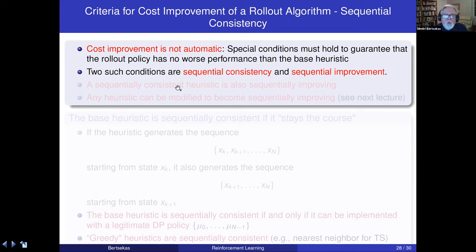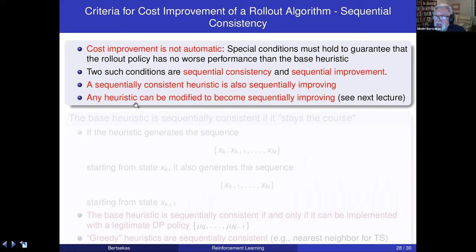One is called sequential consistency: the base heuristic is sequentially consistent. The other is sequential improvement: the base heuristic is sequentially improving. A sequentially consistent heuristic is also sequentially improving. However, the reverse is not true. And moreover, any heuristic, no matter how stupid, can be modified to become sequentially improving. But we're going to do this in the next lecture.